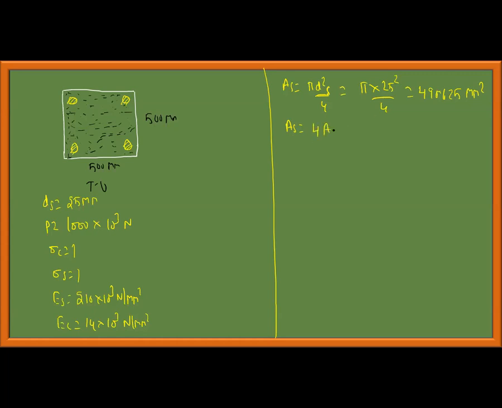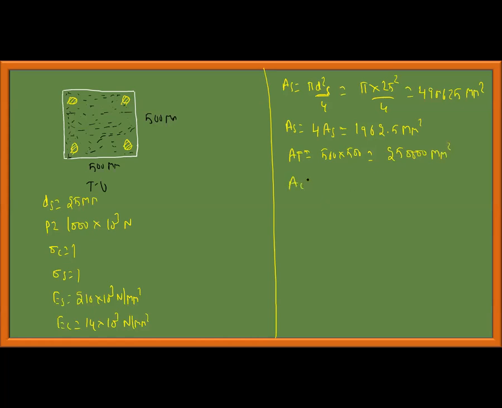How many steel bars are there? Four steel bars into AS. You tell me what is the area of this. 1962.5 mm square. The total area, including steel and concrete, is 500 into 500, which is 25 followed by 4 zeros. This is the total area.